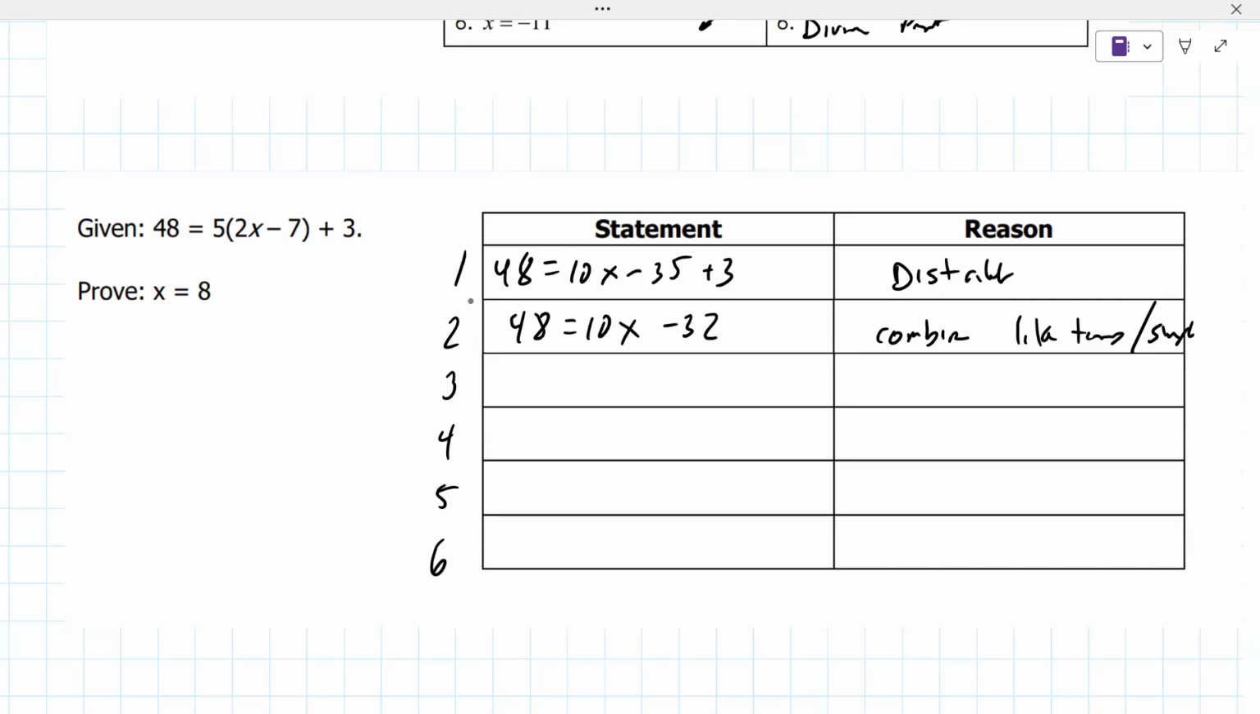Yeah, and then the next one would be add. And then it would be 80 equals 10x. Okay. And then the next one is divide. Okay. So what does it become? X equals 8. Okay. Good. Let me have you try another one here.